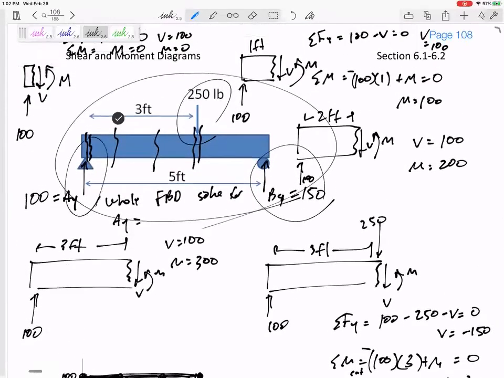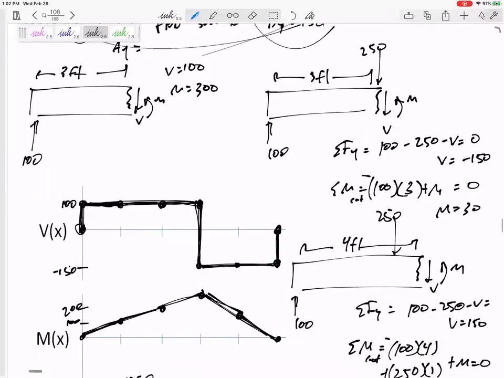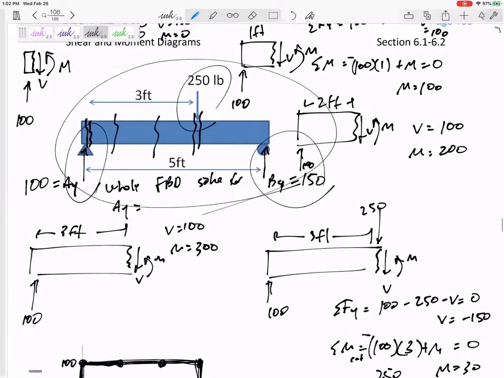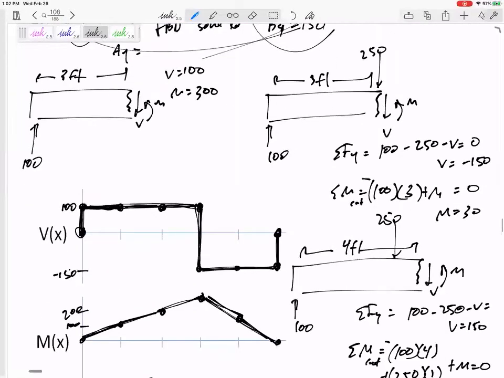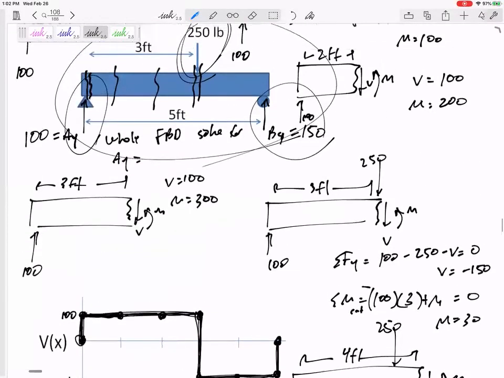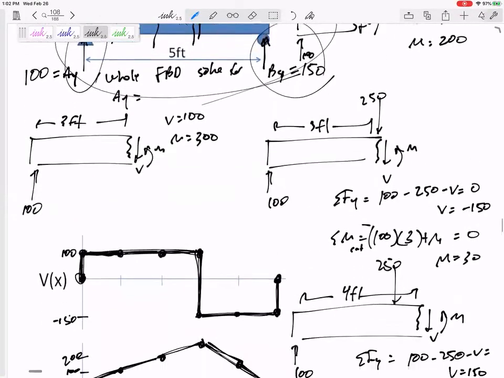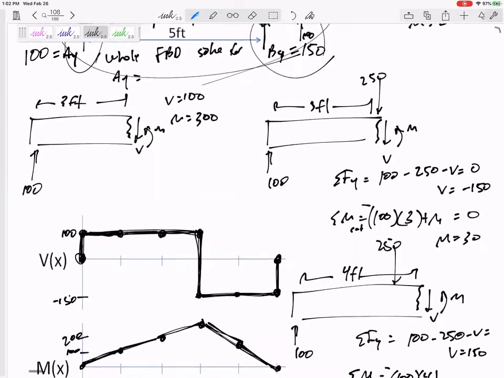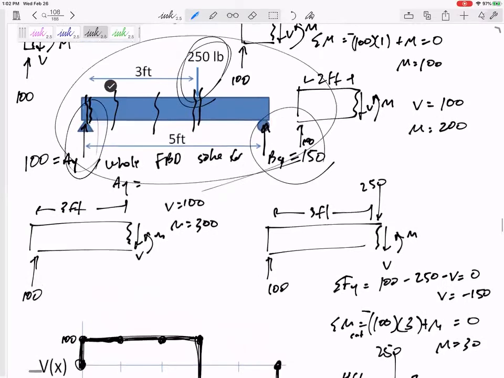Okay, you see that 100-pound force? That immediately pushed my shear diagram straight up by 100. You see that 250? It pushed it down by 250. So I was at 100. It gets pushed down 250. So now I'm at negative 150. And then I get pushed up by 150. So now I'm back to 0. So you see how forces just immediately push the shear diagram up and down.